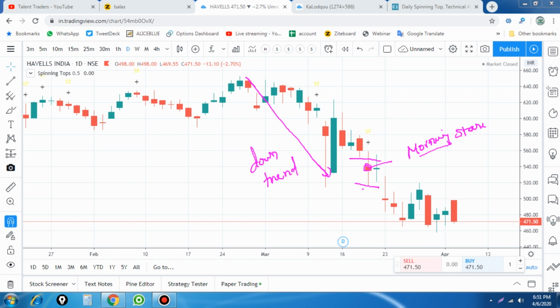And when the morning star formation forms, we are waiting for the buy signal, with the stop loss of this. So in this particular trade we don't have a trade opportunity, because we have to trade only above this particular level. Normally if you take a trade above the spinning top candle, we will get a lot of trade signals, but we will also get a lot of failure signals.